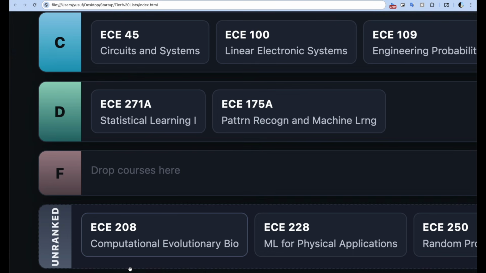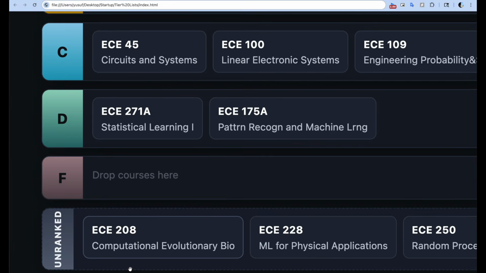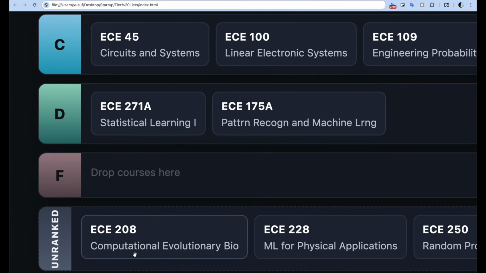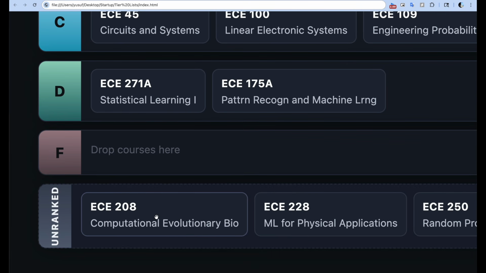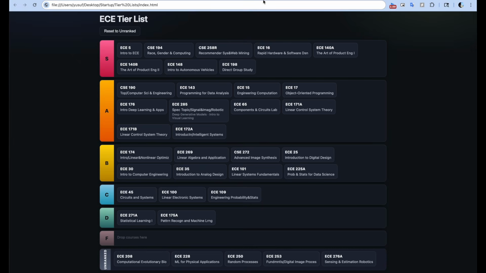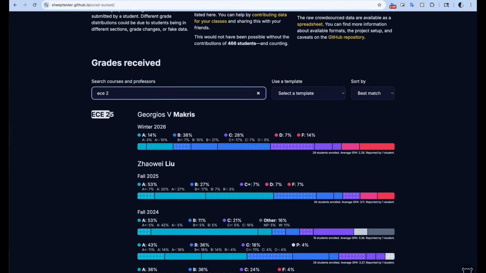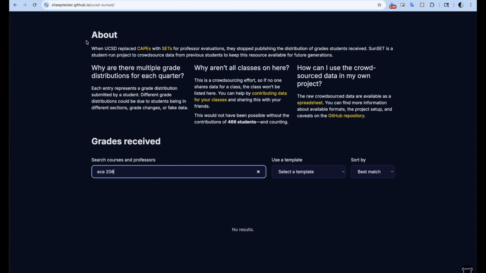ECE 208, basically it's just a bunch of PAs that are biology related, and you have to do DNA stuff, and you don't need to know biology to do well in this class. You'll learn the basics in the class, and I believe it's a GPA booster class that you can take. So yeah, maybe it's not listed here, but I would say that it's a fun class to take.